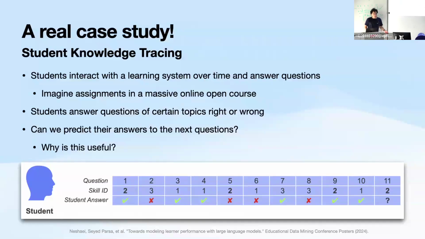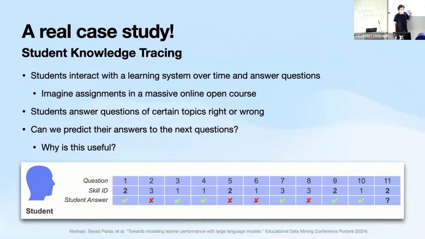For example, imagine there's an assignment in a massive open online course, the kind of open courses that you can enroll in online to answer assignments. A student answers questions on certain topics, right or wrong. Just take the very simple case. Each question is multiple choice, and you get it right or wrong. For example, here you see there are a bunch of questions. Each of them comes from a certain skill. For example, in a programming course, it could be knowing functions, knowing arrays, knowing pointers. Each of these skills is the skill of one question, and then the students answer them right or wrong.